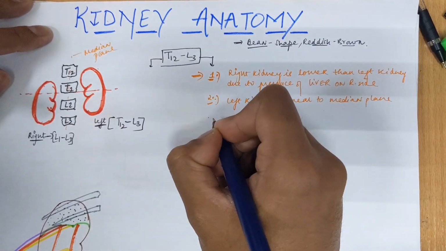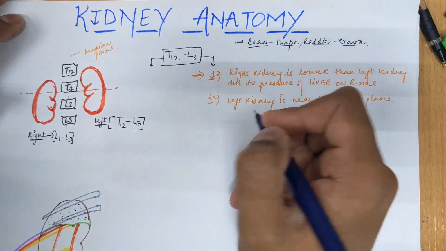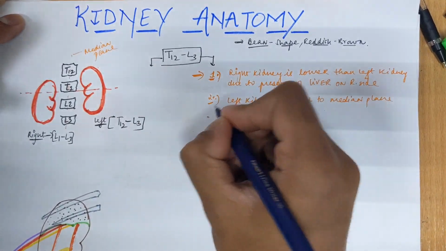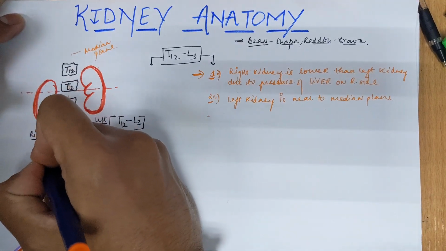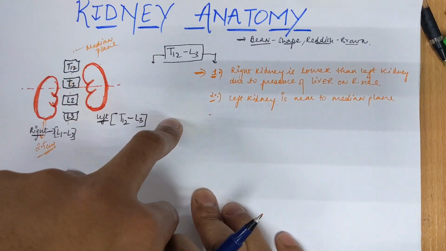Now if we move on to the third feature, both the kidneys move downward in the vertical direction for 2.5 centimeters during respiration. So during respiration the kidneys move downward around 2.5 centimeters. This is one of the features. These are the main points regarding skeletotopy.